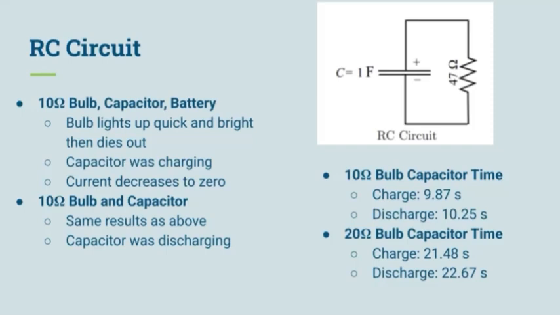Next, the time it took for the capacitor to charge and discharge was recorded. For the 10 ohm bulb circuit, it took 9.87 seconds for the capacitor to charge and 10.25 seconds to discharge. For the 20 ohm circuit, it took 21.48 seconds to charge and 22.67 seconds to discharge.